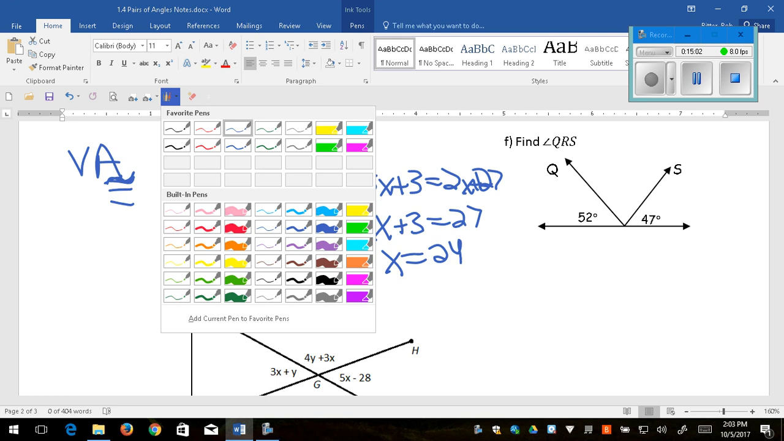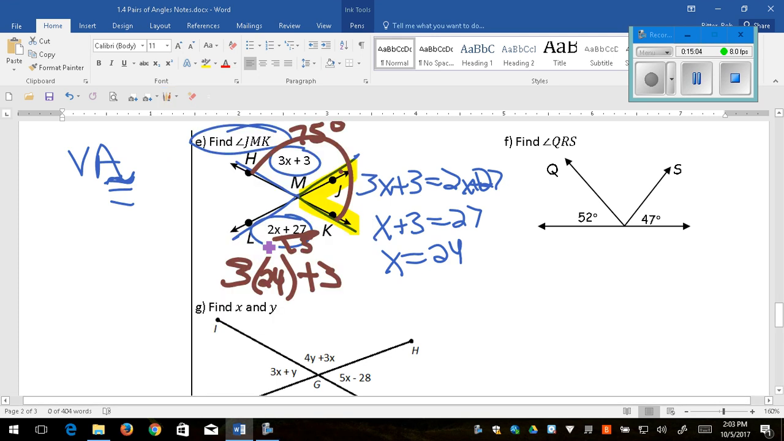Okay, I want to pick this or this. All right, so we need this angle, and knowing that this 75 degrees and this angle form a linear pair, I can do 180. I can either do 75 plus the angle JMK equals 180 and solve, or I can just do 180 minus 75 and get an answer of 105.